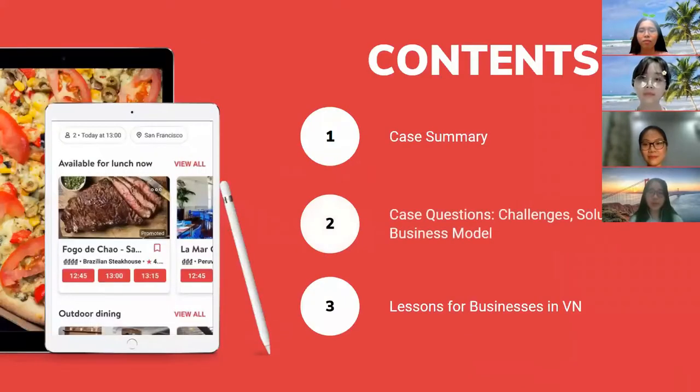To give you a comprehensive understanding of the case, we break this case study into three parts. First, we will summarize the case, and then we will answer the case questions in the textbook to focus on important issues. And last, we have lessons for business in Vietnam from the case study of OpenTable. So first, we will come to the summary of the case study.